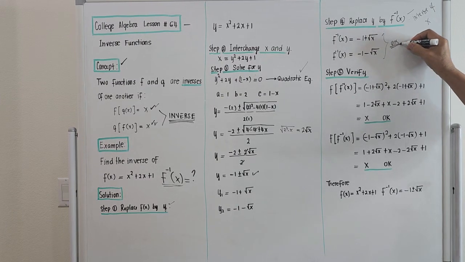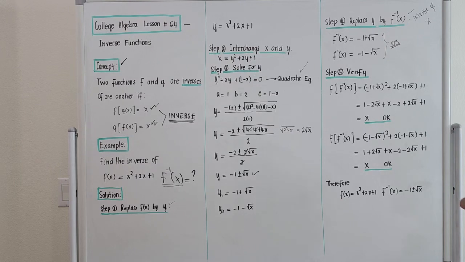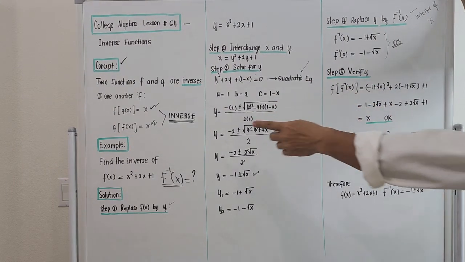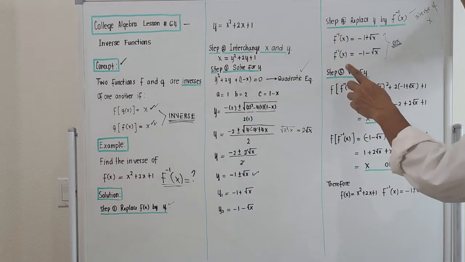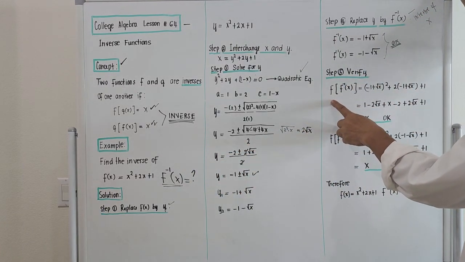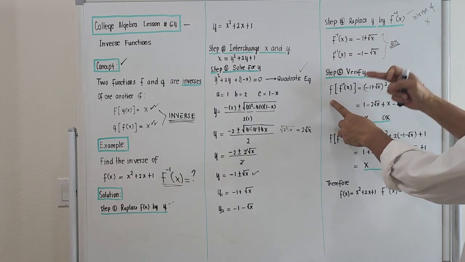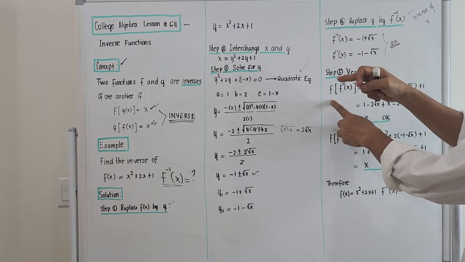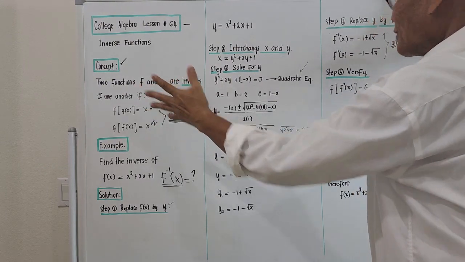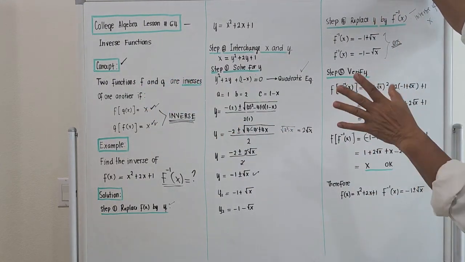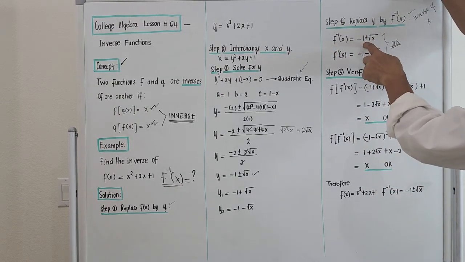Okay, but we have to verify if they are really correct. How do we verify? We'll go back to the original equation. F of x is actually x squared plus 2x plus 1, right? So, according to the concept, if the value of the inverse is substituted into the original function, what comes out will still be x. Okay, that's the concept. Since we computed two values of the inverse function, we'll verify first the first one.